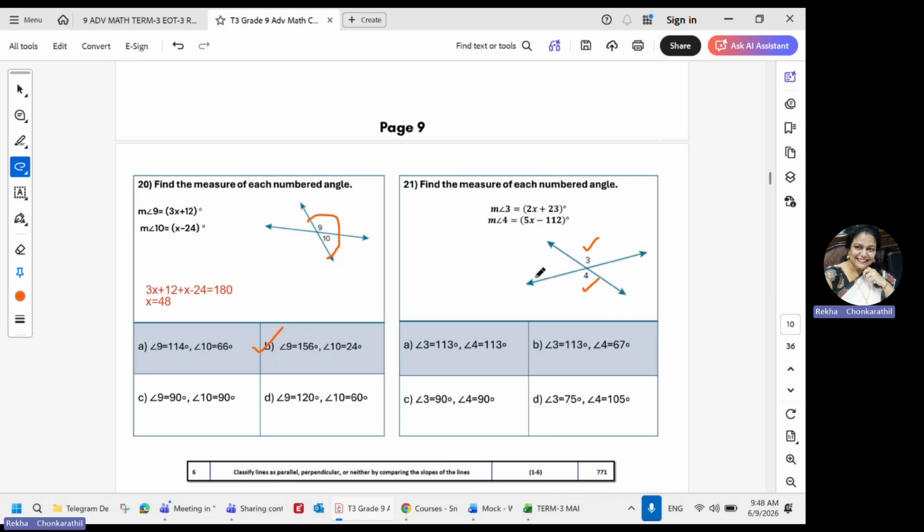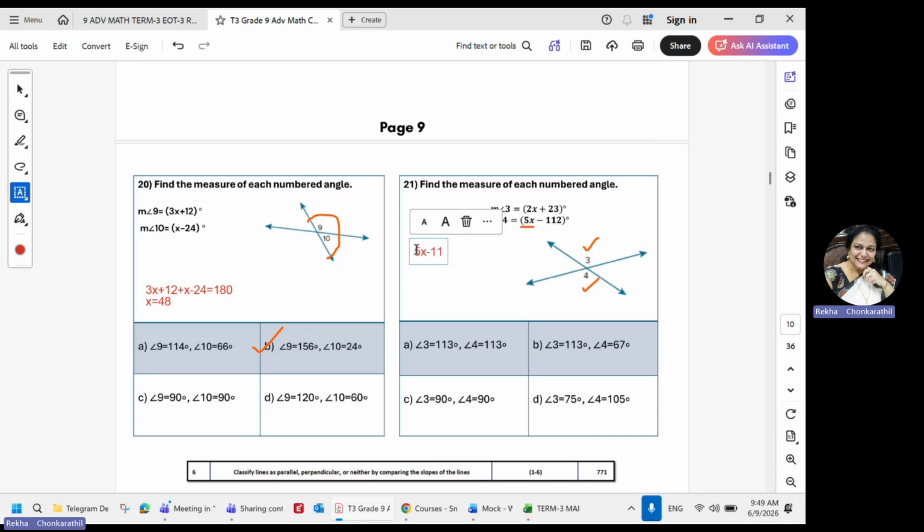They are vertical angles. I usually insist students write the side with the greater coefficient first, that is 5x, so I request them to write 5x minus 112 equals 2x plus 23. But if you are using the calculator, you can write either one on the left side. So it's up to you. Anyway, here it is equal to, not 180, because they are vertical angles. So you are supposed to write the equation like this.